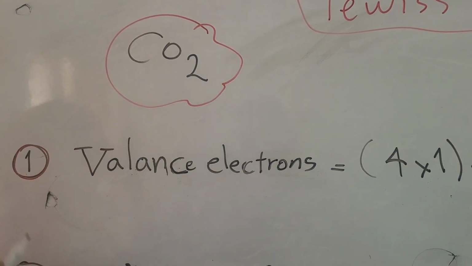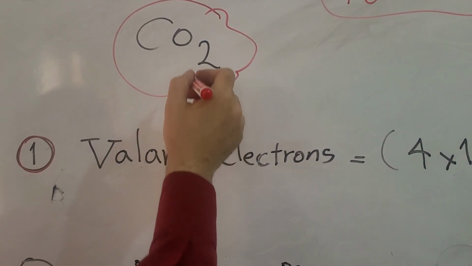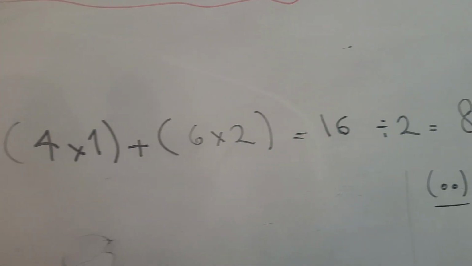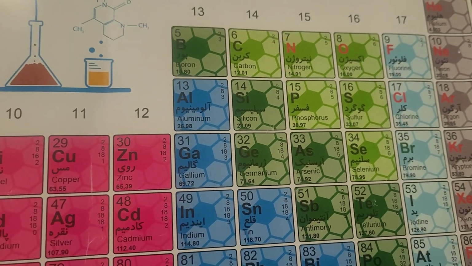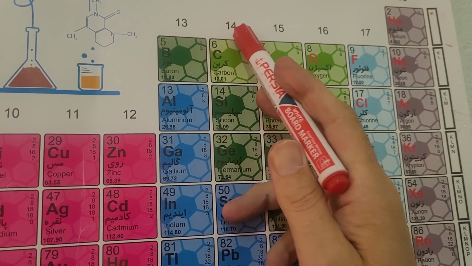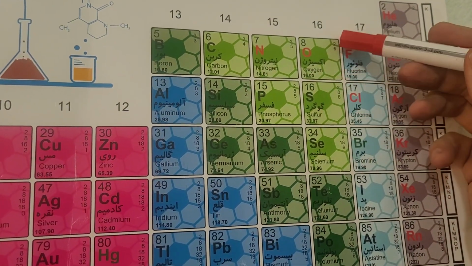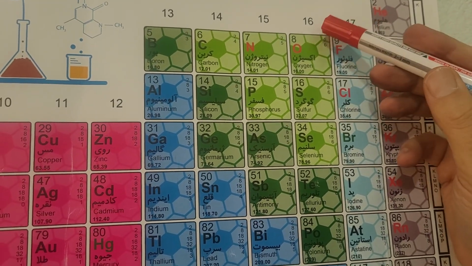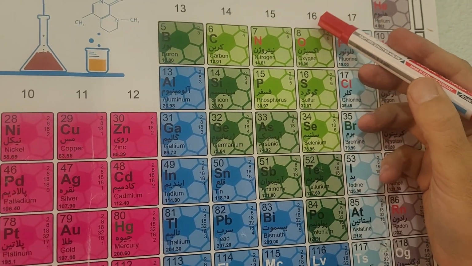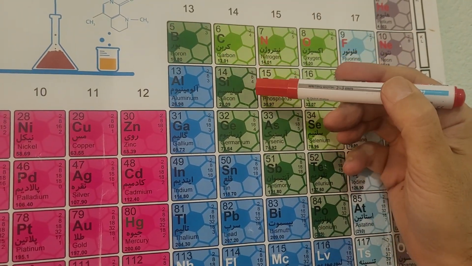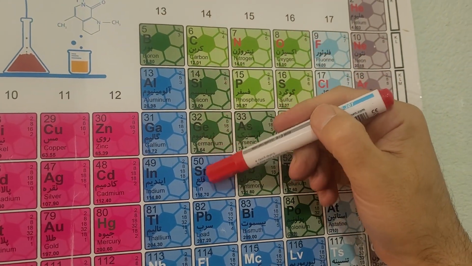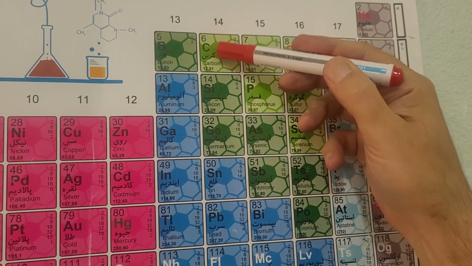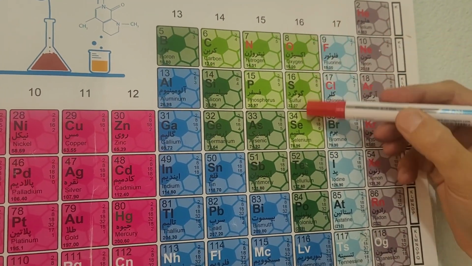We have one atom of carbon and two atoms of oxygen. Please come with me. You know, in the periodic table, carbon group is 14 and oxygen group is 16. The valence number here is 6 for oxygen, and for carbon and the carbon family it is 4. So 4 valence electrons for this atom and 6 electrons for these atoms.